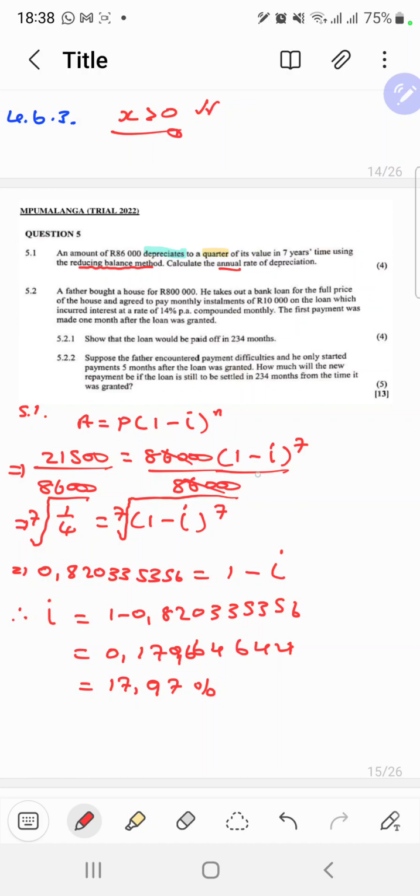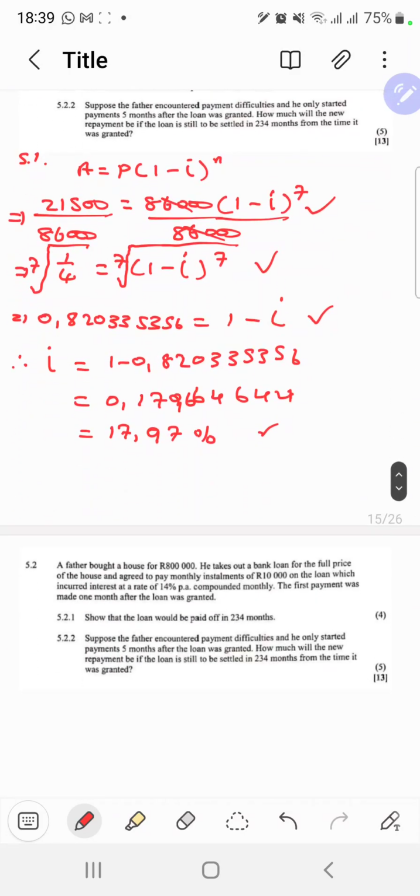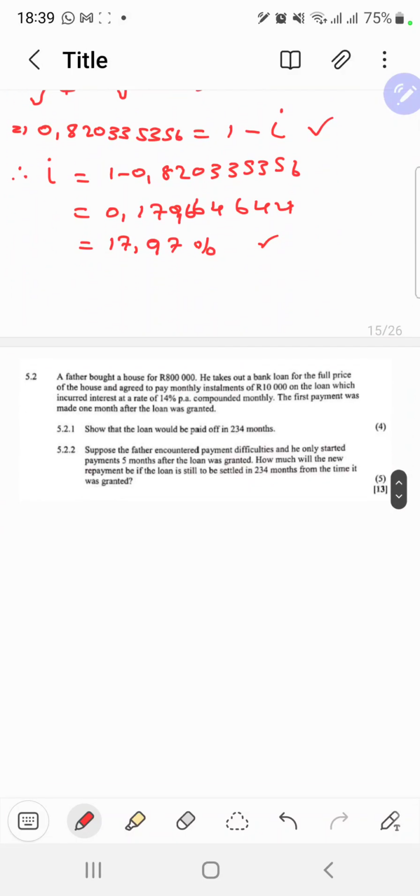4 marks here. You substitute into the correct formula properly, and taking the 7th root of each side and boiling down to that, the final answer is where you score your 4 marks. Okay, let's keep moving, guys. We don't want to waste time here.